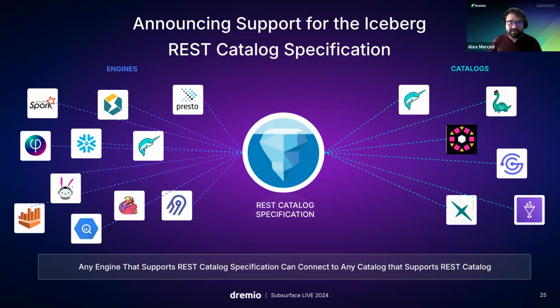But a Lakehouse catalog allows you to have a listing of which tables are accessible in your Lakehouse, meaning these data warehouse-like tables that you have stored directly in your data lake storage, which could be in formats like Iceberg, Delta, Hudi, Paimon, etc.